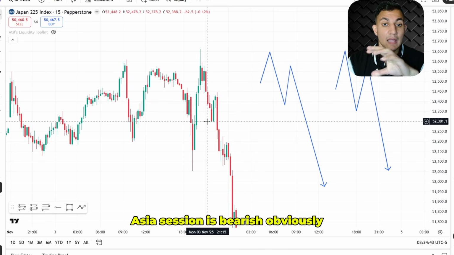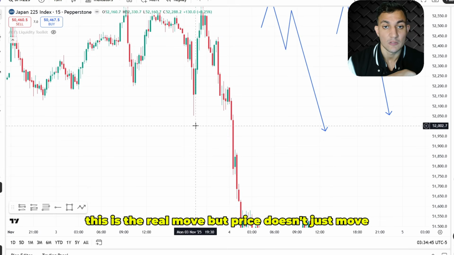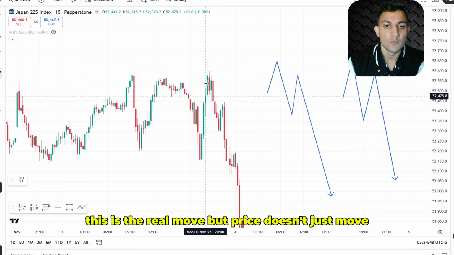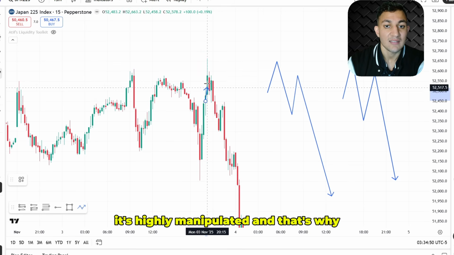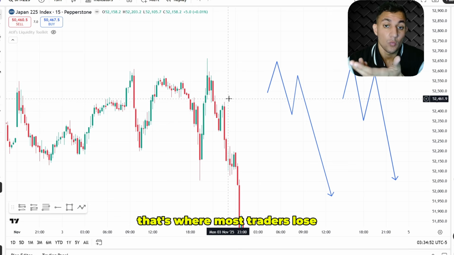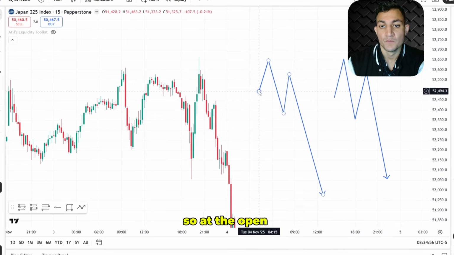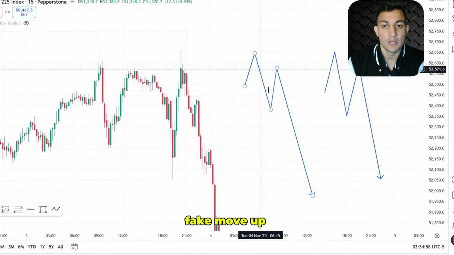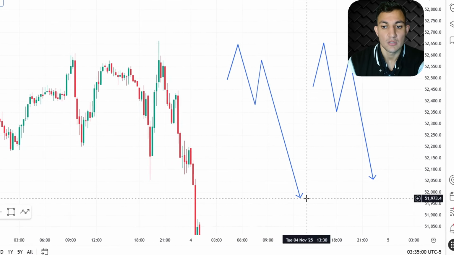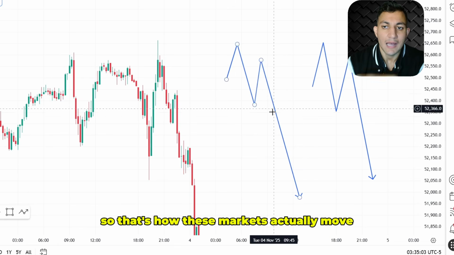Now remember, Asia session is bearish. Obviously, this is the real move, but price doesn't move in straight lines. It's highly manipulated, and that's where most traders lose. So most sessions always start off like this, right? So at the open, fake move up, drops, retracement, everyone else rides price down, right? So that's how these markets actually move.